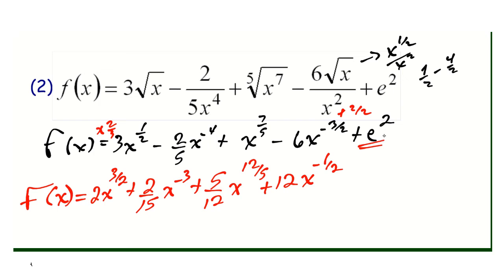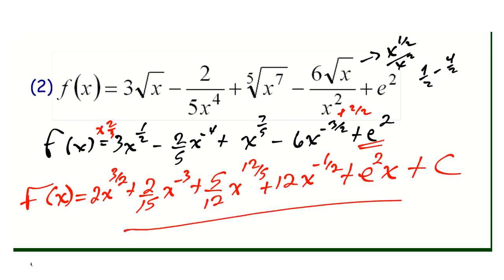Remember, this is just a constant. It's just trying to fool you because of that exponent, but it's still just a number. The antiderivative of a number is that number times x, and then, of course, you could have some constant out here, plus c.